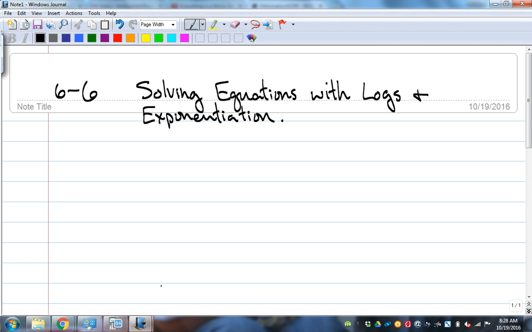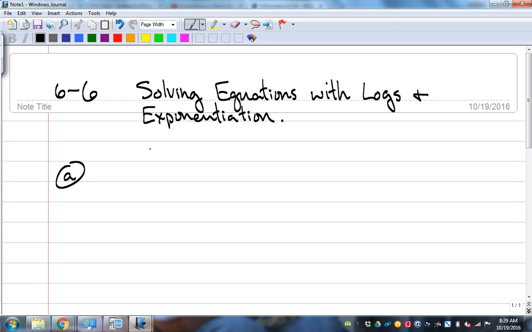All right, so solving equations with logs and exponentiation, that means we're either going to use a log to solve it or we're going to use exponentiation to solve it. Those are inverses of one another. So if there's a log in the problem to start with, we're going to use what's called exponentiation, which is fancy sounding, but it's really not that difficult of a concept.